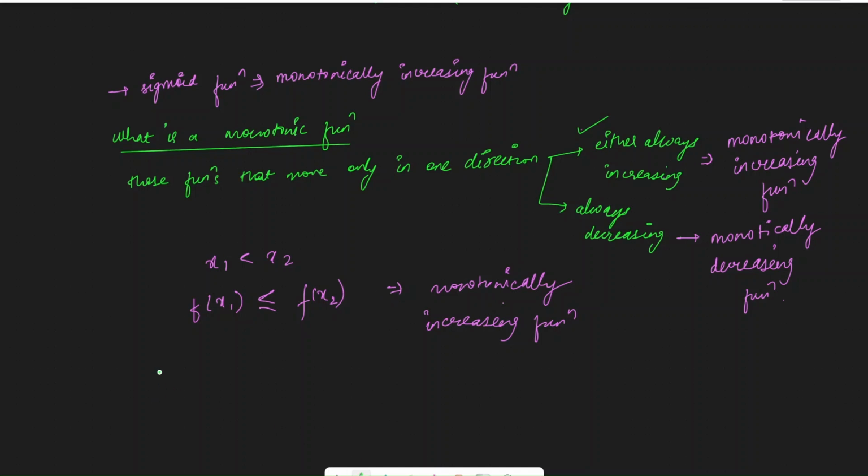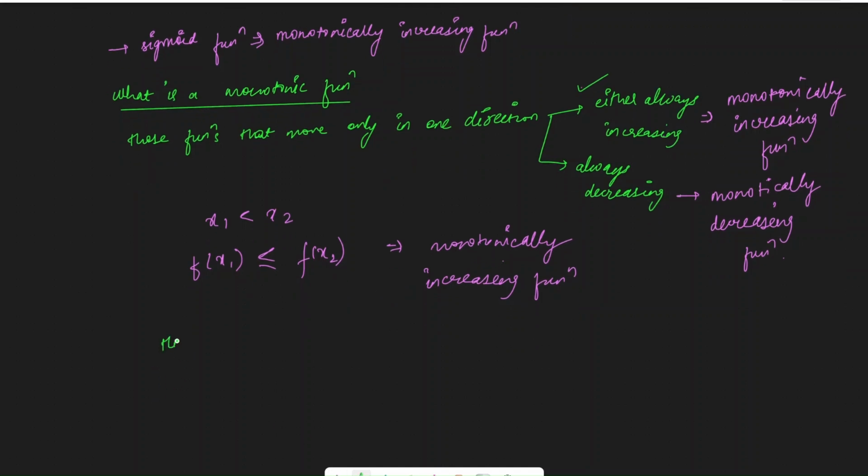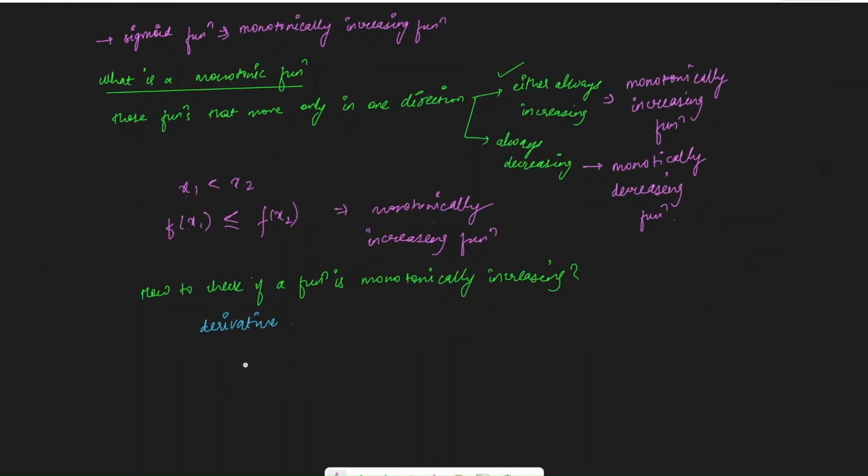Next question would be, how to check if a function is monotonically increasing? And the best way to do this is using a derivative. So the derivative of the sigmoid function is actually equal to the sigmoid function multiplied by 1 minus the sigmoid function. This is the formula for the derivative of the sigmoid function.